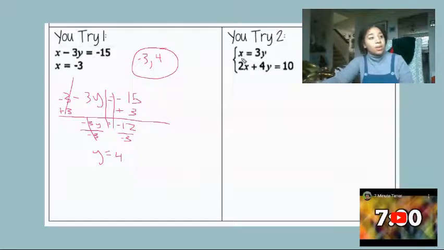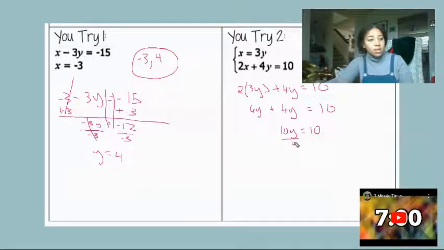Okay, now we're going to do the same thing here. x equals 3y. So instead of having x here, I'm going to do 2 parentheses 3y. Now plus 4y equals 10. So 2 times 3 is 6. This will be 6y plus 4y equals 10. Then we add these two together. So we have 10y equals 10. Divide both sides by 10.